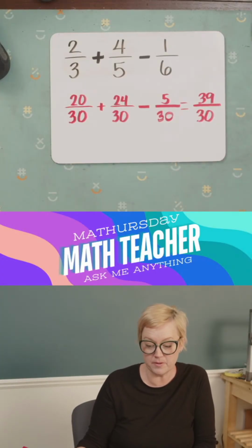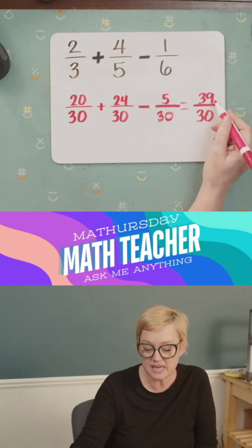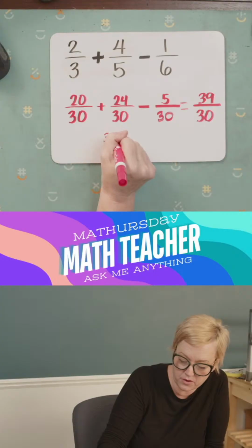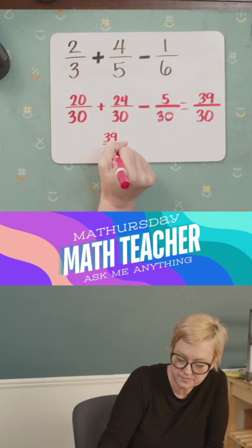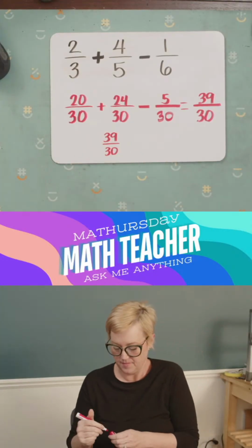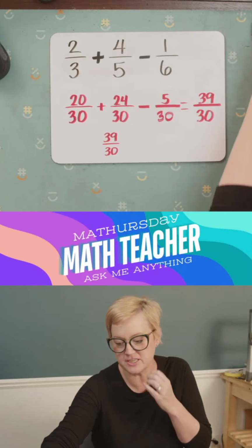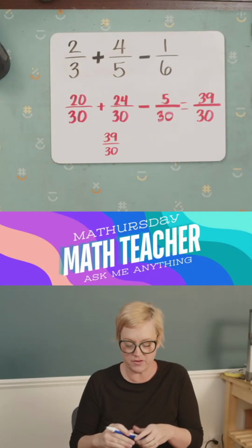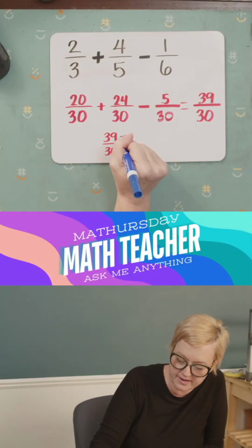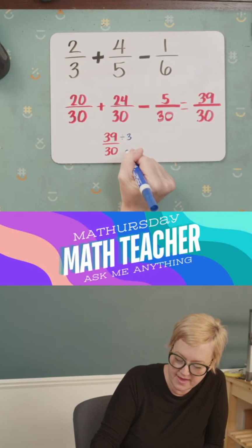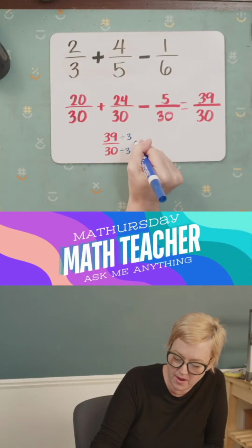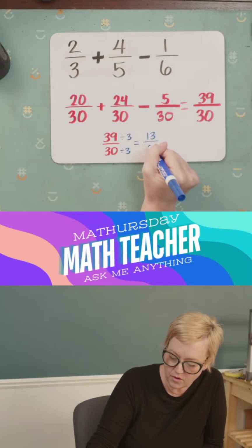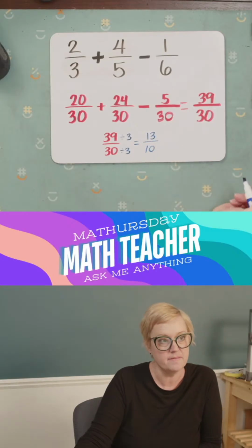Now, we can simplify that, because these are both divisible by 3, right? So 39 over 30, I can simplify that. Simplifying just means I'm going to reduce it, which means if they're divisible by the same number, I go ahead and divide them by that number. So I'm going to divide both top and bottom by 3, and I get 13 over 10.